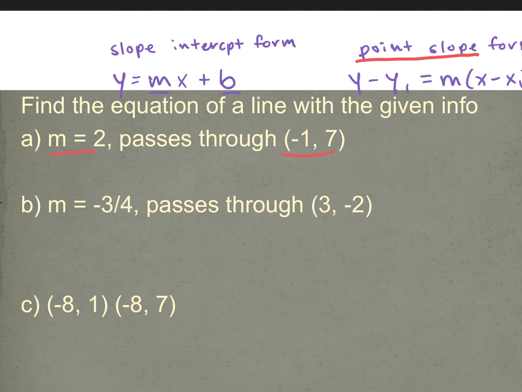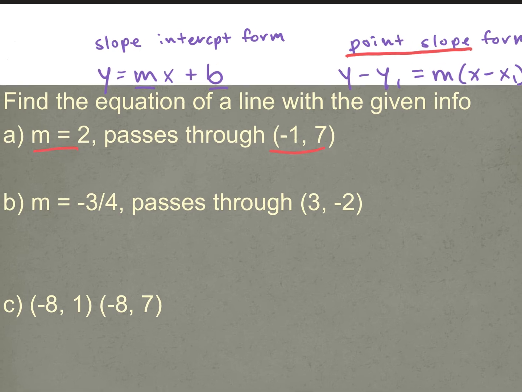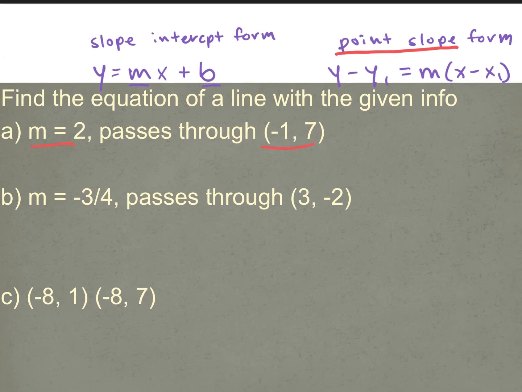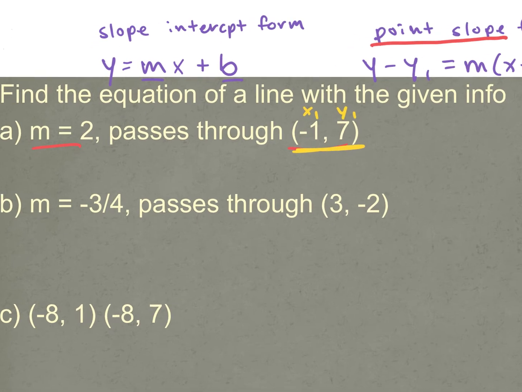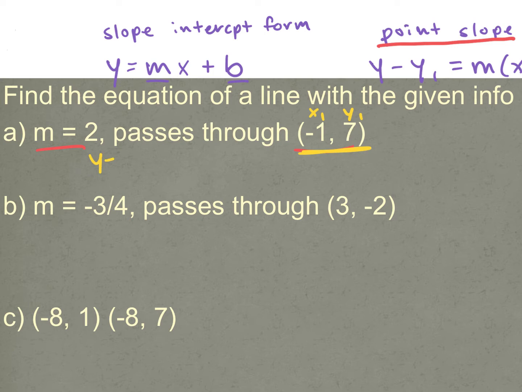So I know 2 is my m. What am I going to plug in for x1 and y1? Negative 1 and 7. This is my point. So this would be x1, y1. So I have y minus 7 is equal to 2 times x minus negative 1.